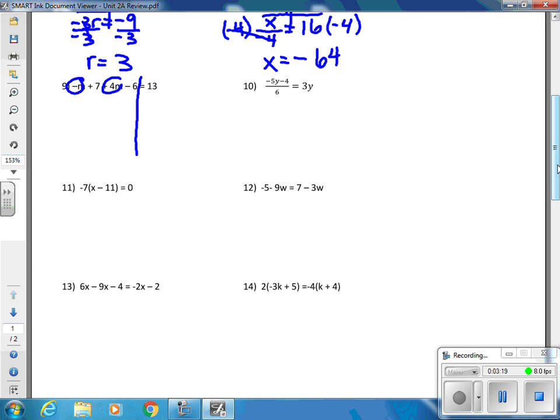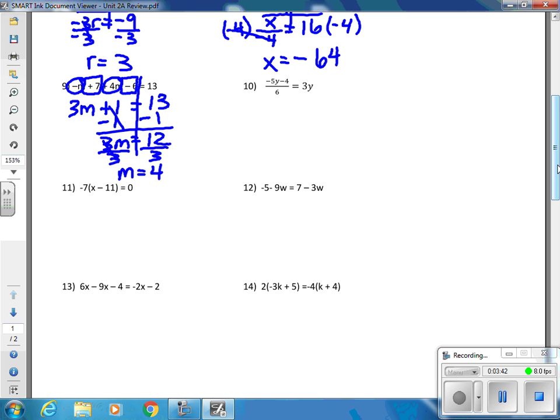Negative m plus 4m is going to give you positive 3m. Then you can join positive 7 and minus 6 together. 7 minus 6 is a positive 1, and that equals 13. You are right back to a two-step equation. So you want to subtract the 1 from both sides. You have 3m equals 12. Divide by 3, and m equals 4.